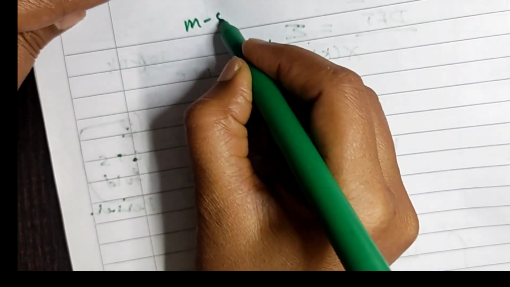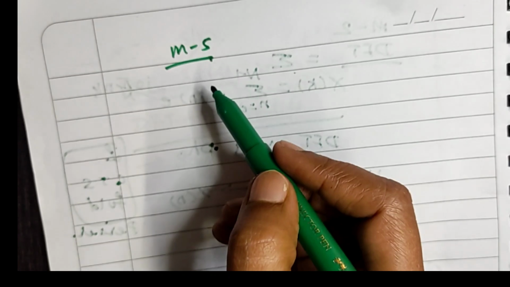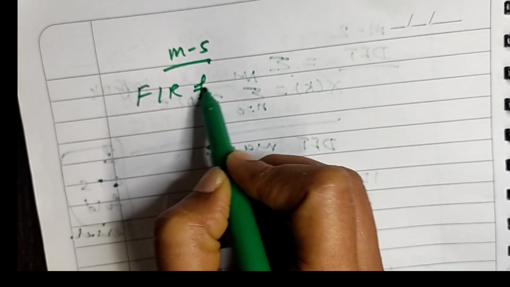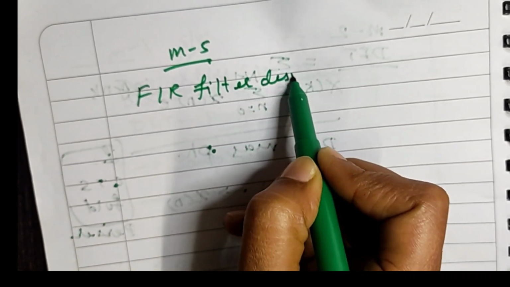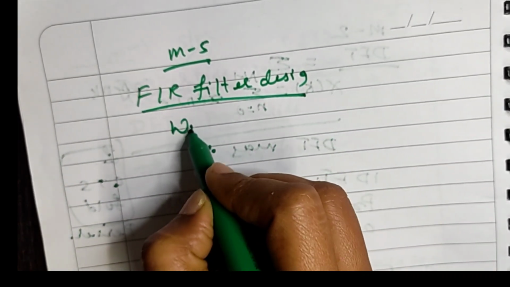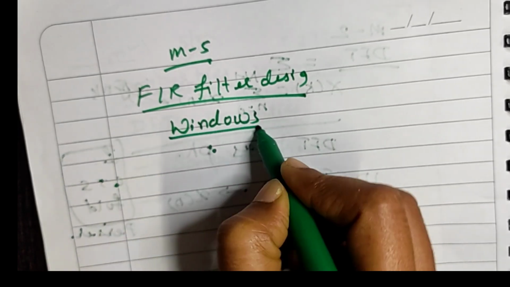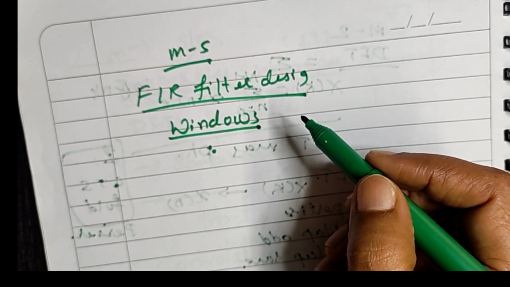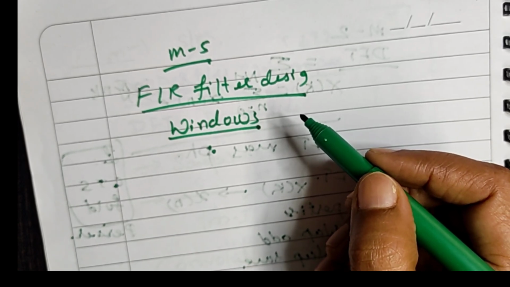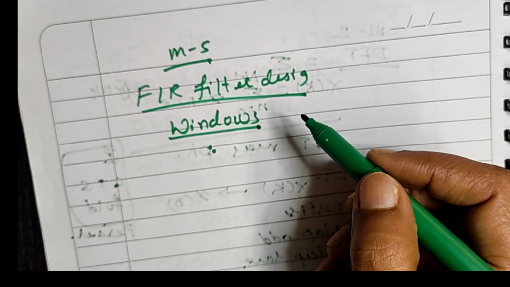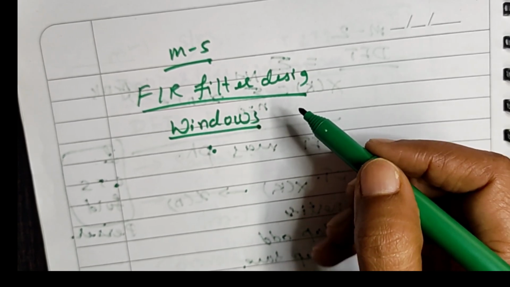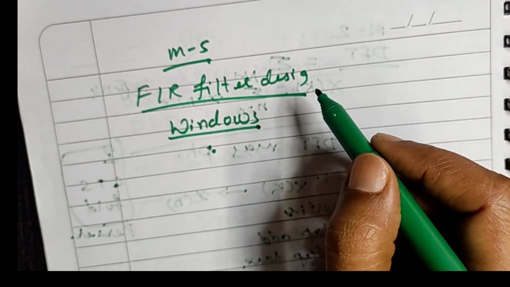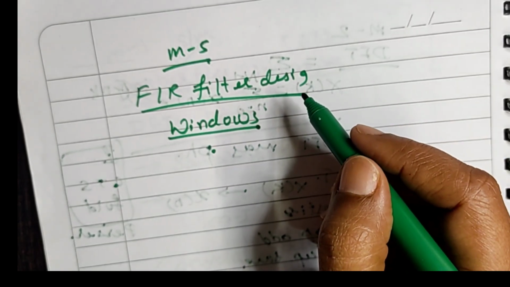Similarly, module 5 is quite an easy one compared to all the others, because it is FIR filter design. In this we have to study mainly windows. There are mainly four types we are going to study: the rectangular window, Bartlett, Hamming and Hanning windows, and Blackman windows.